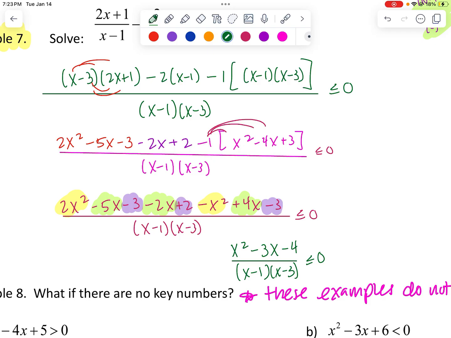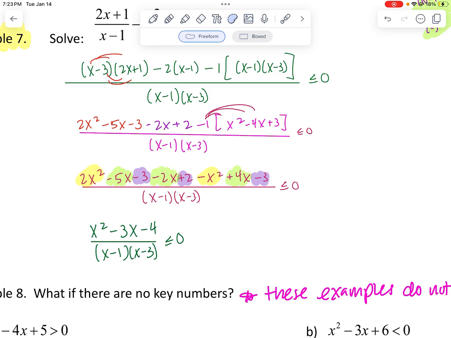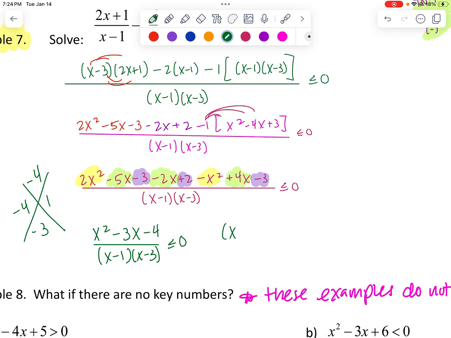Okay, before we go and do the key numbers, I have to make sure that everything is factored. It looks like I can keep going, right? I'm looking for numbers that multiply to negative 4 and add to negative 3. So negative 4 and 1. So this becomes x minus 4, x plus 1, all over x minus 1, x minus 3. And again, this is all less than or equal to 0.